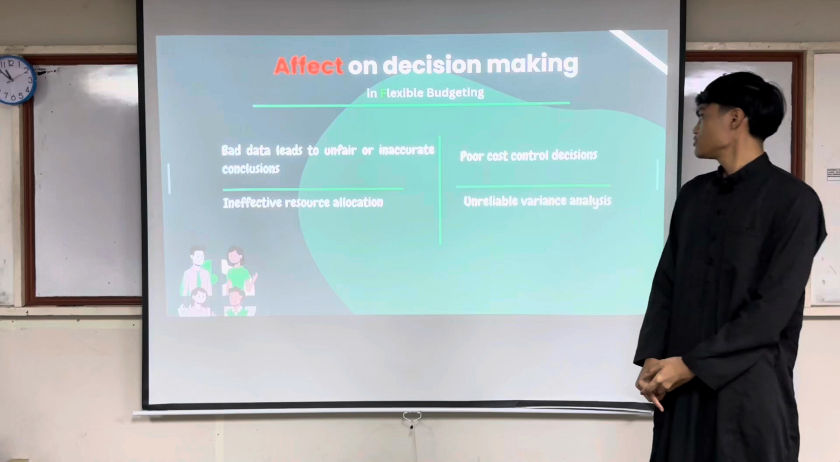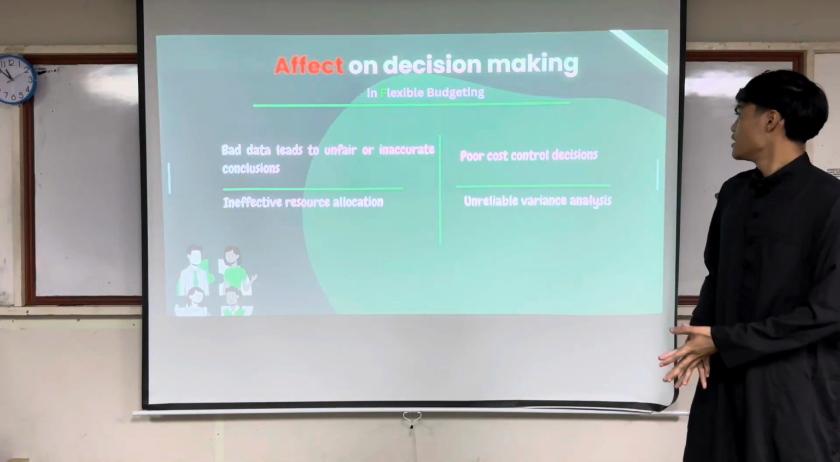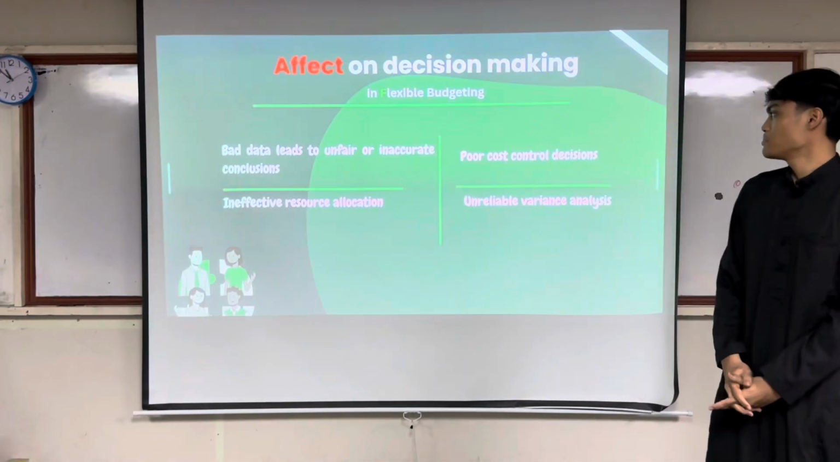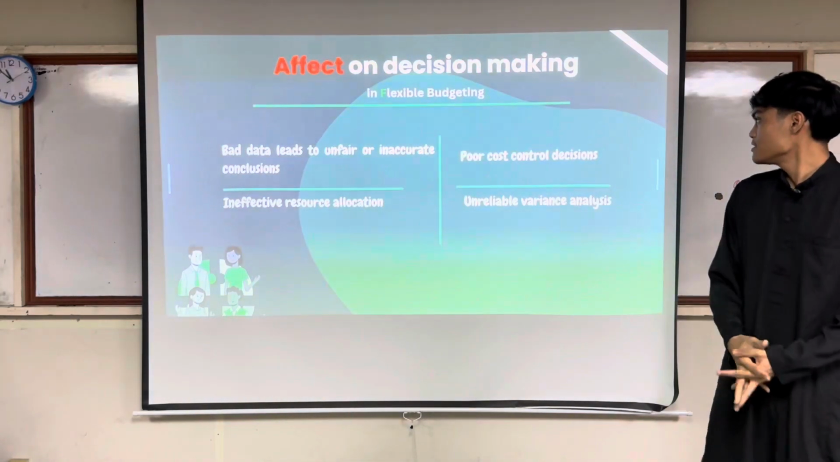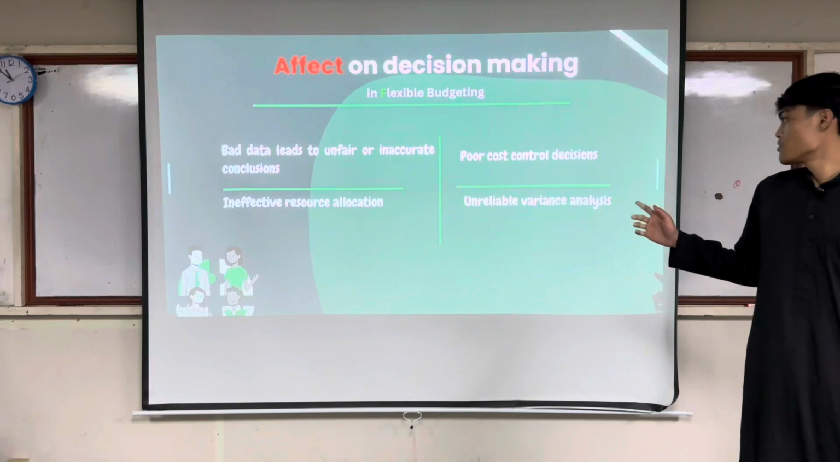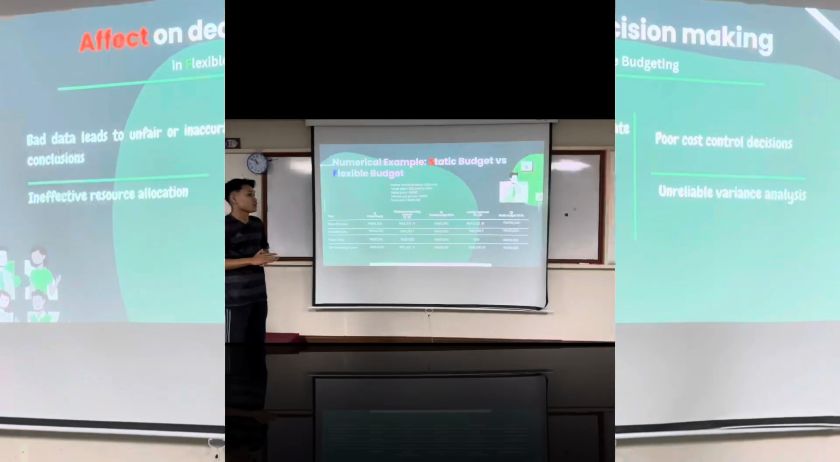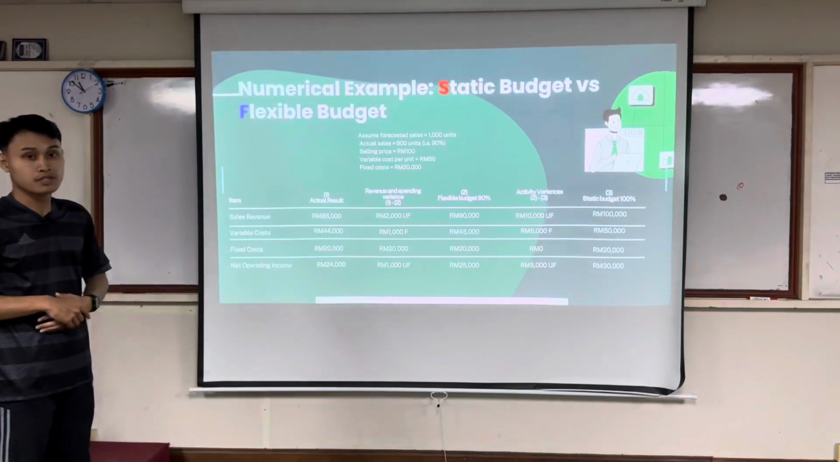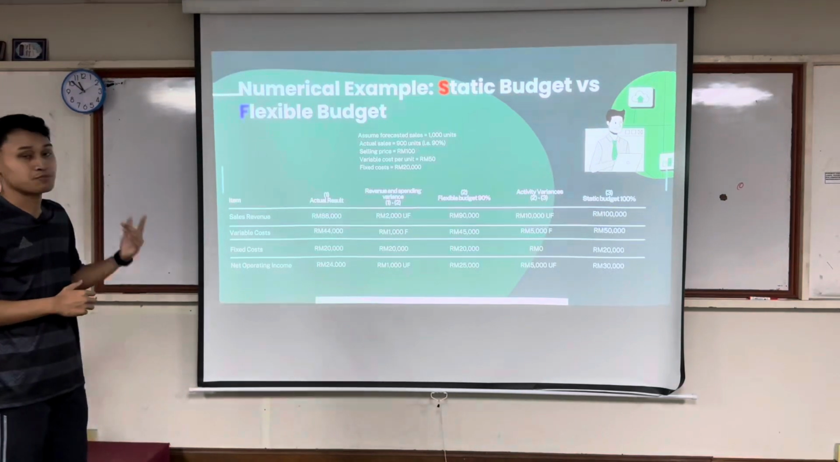Okay, to conclude, these are the 4 main points on decision making: bad data leads to unfair or inaccurate conclusions, poor cost control decisions, ineffective resource allocation, and unreliable variance analysis. Last but not least, we're going to look at the numerical example on static budget versus flexible budget.